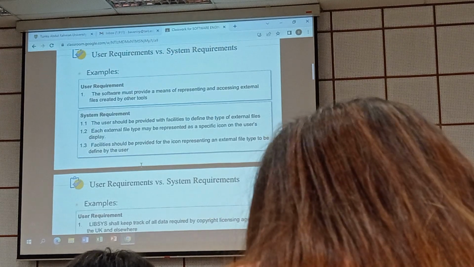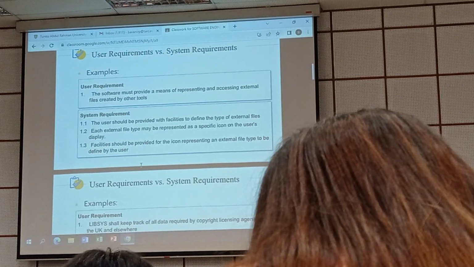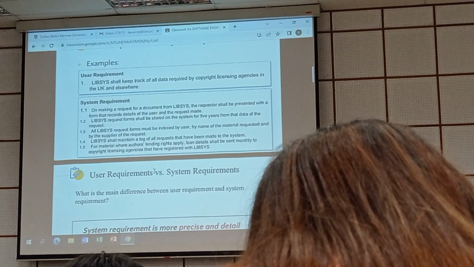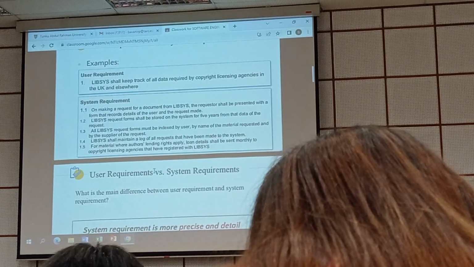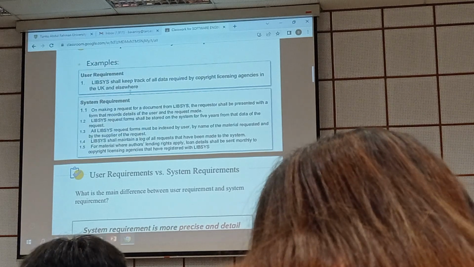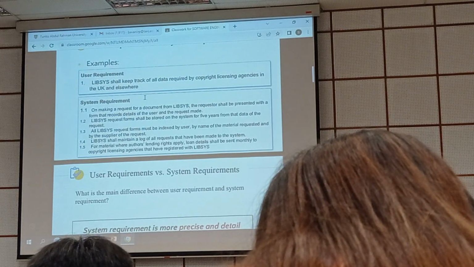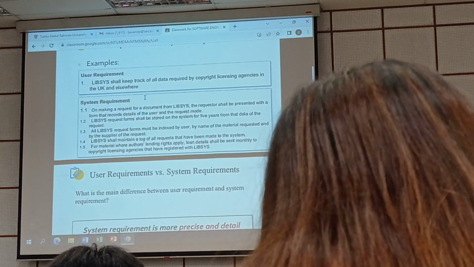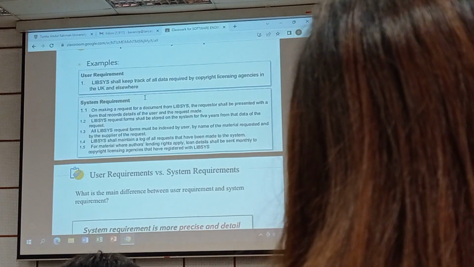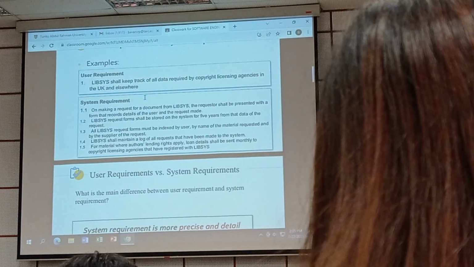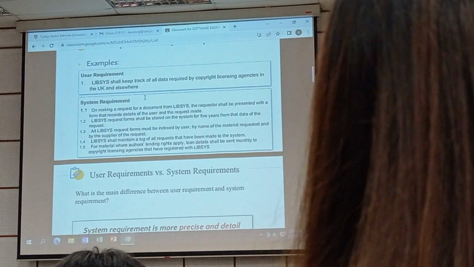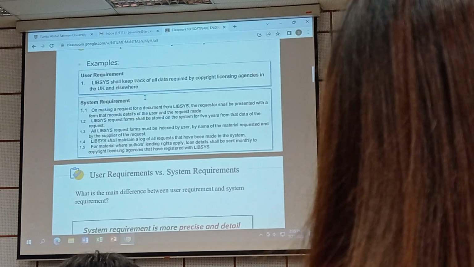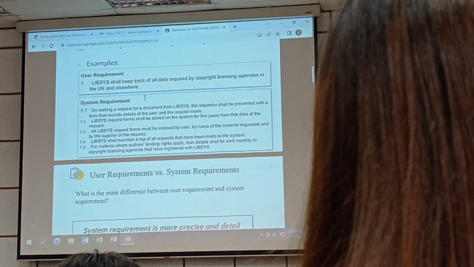You understand? Okay, so the second example in here, you can see this is what? Library system, I think. The library system shall keep track of all the required copyright licensing agency in the UK and elsewhere. That is the user requirement. So for the system requirement, if you want me to do that, these are the things that you need to provide or arrange for me. Then only I can give you the output. You understand?